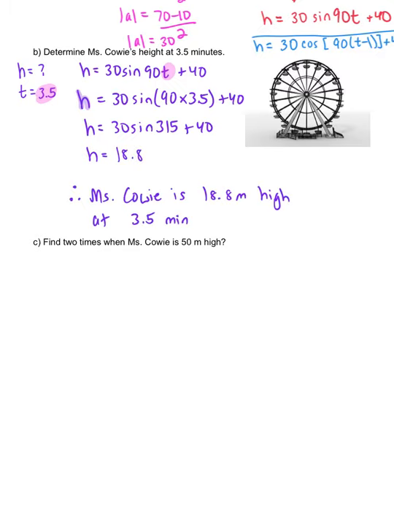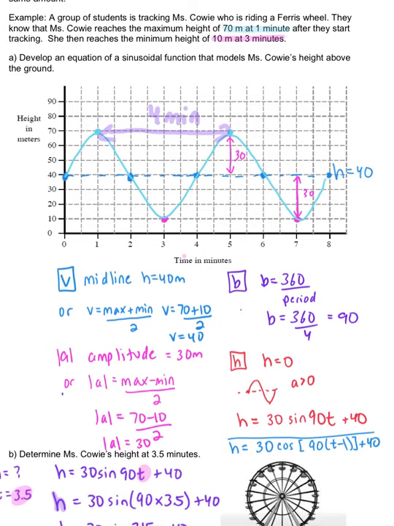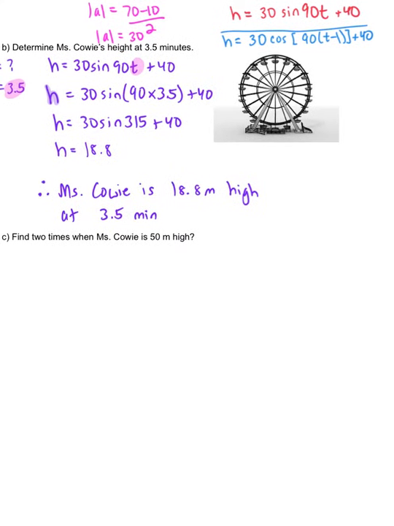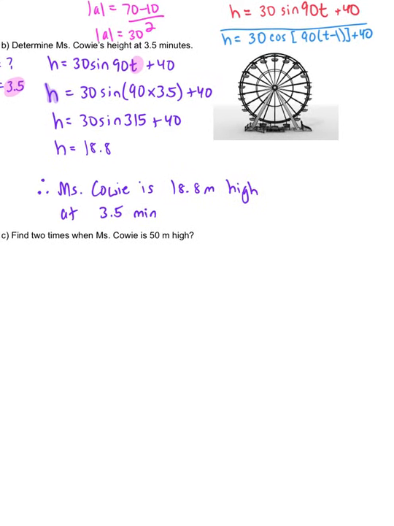So Miss Cowie is 18.8 meters high at 3.5 minutes. So now if you go back to the graph and you look at 3.5 minutes and you go up to your curve, looks to be about 20. So yeah, 18.8 makes sense. And that's when Miss Cowie's going from a minimum up to the maximum. So if you were to look at the actual Ferris wheel, she's at a minimum and she's now traveling up. So she's about this high from the ground.